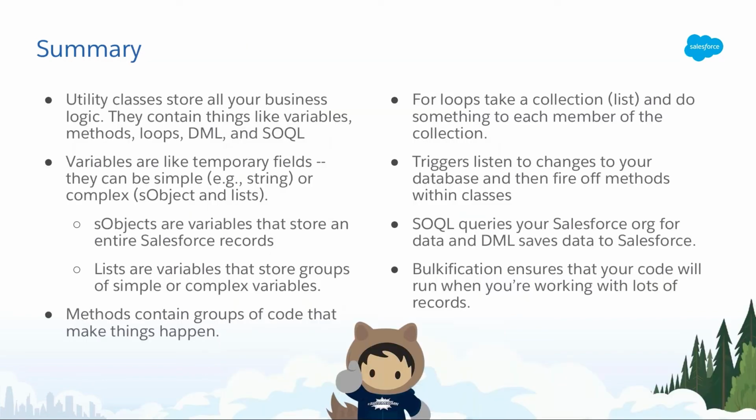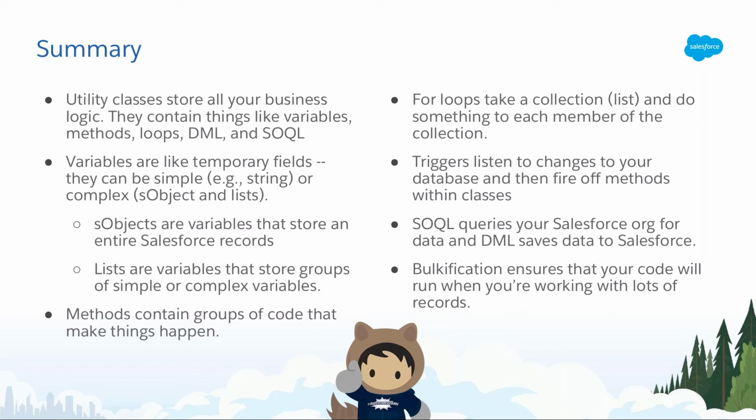Okay, so let's wrap this up. What exactly did we learn? So utility classes store all your business logic. They contain things like variables, methods, loops, DML, and SOQL. Variables are like temporary fields. They can be as simple as a string or as complex as a list or sObject. sObjects are variables that store an entire Salesforce record. And lists are variables that store groups of simple or complex variables.